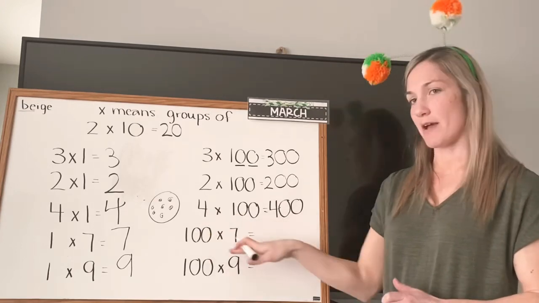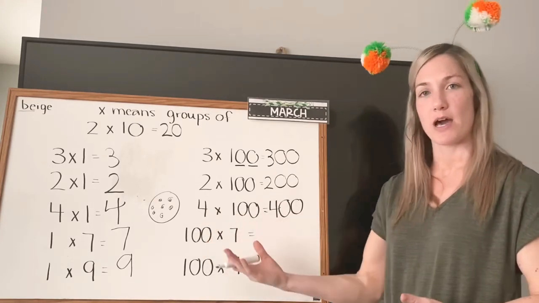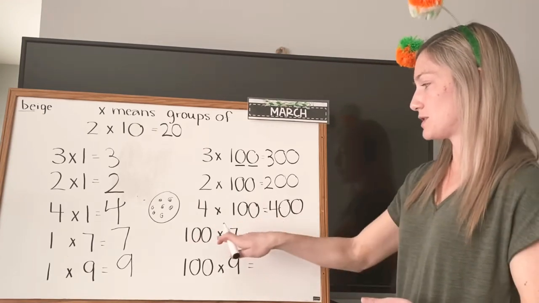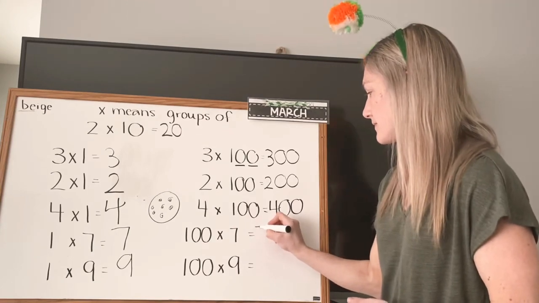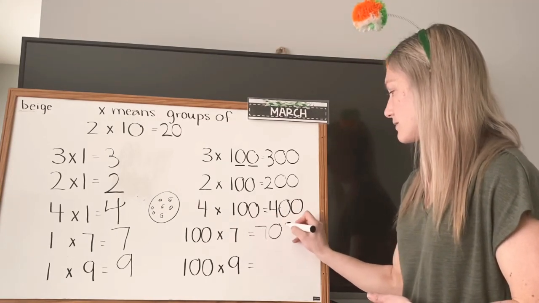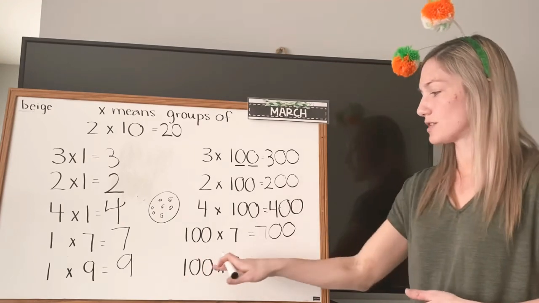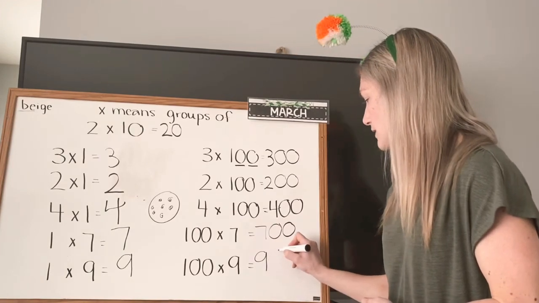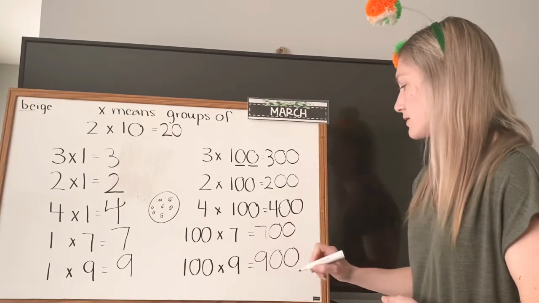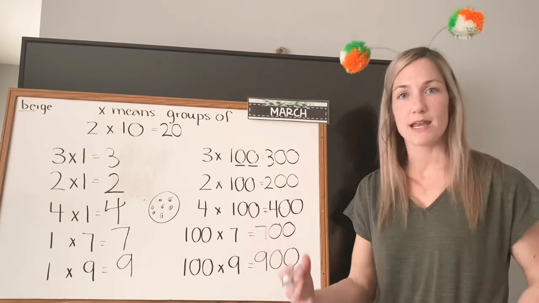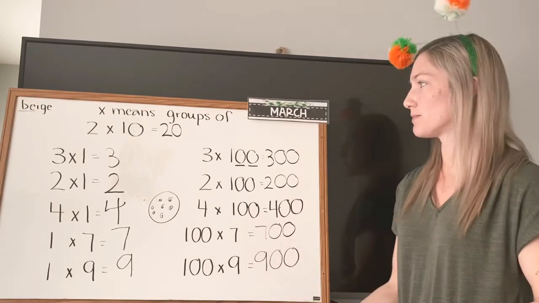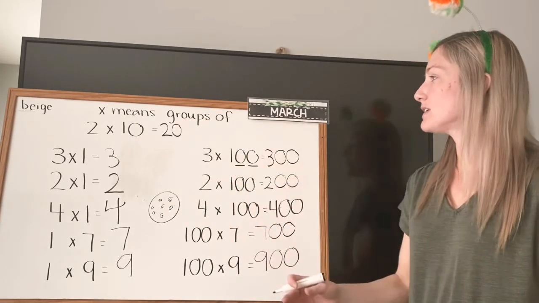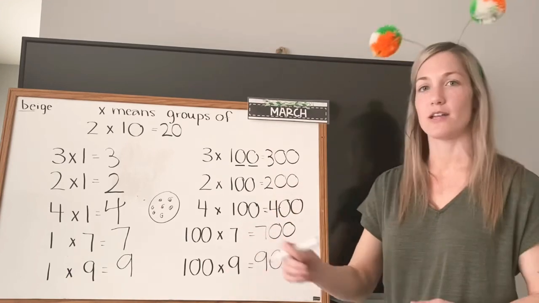Even when I flip it around backwards, any number multiplied by 100 is going to have me add those 2 zeros. So even if it's 100 times 7, I'm still going to take my 7 and I'm going to add 2 zeros. When I have 100 times 9, I'm going to take my 9 and I'm going to add 2 zeros. Boys and girls, we are going to train our brains in grade 2 to multiply by 1, to multiply by 10, and to multiply by 100.